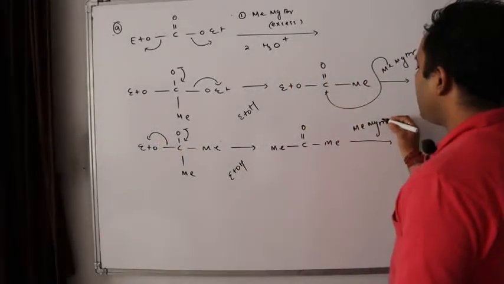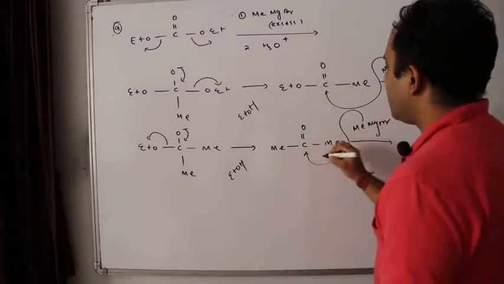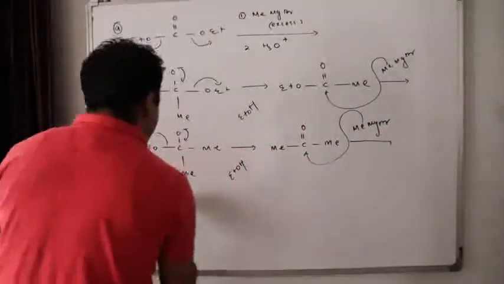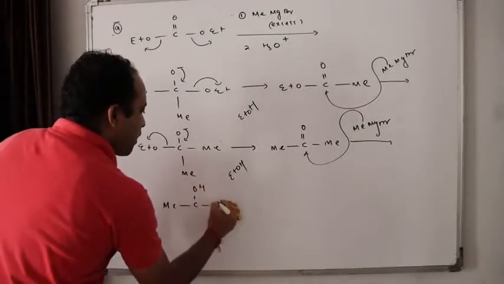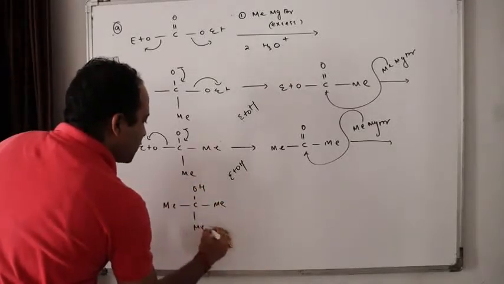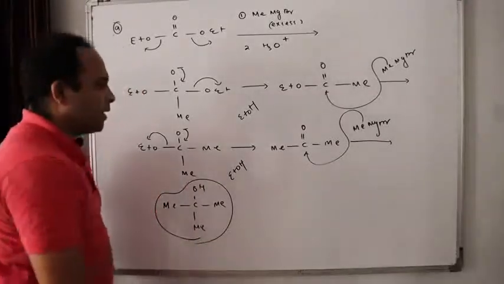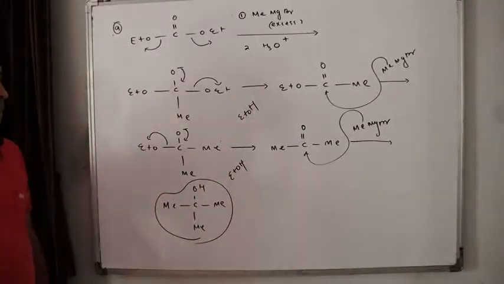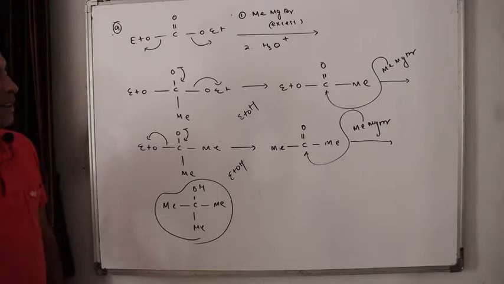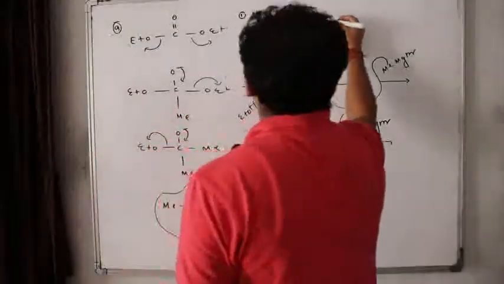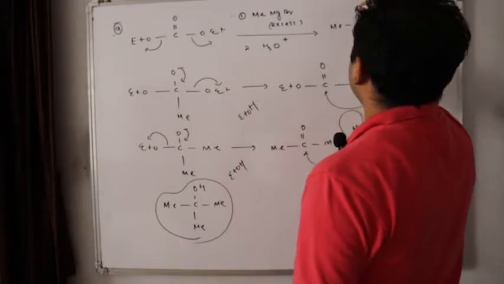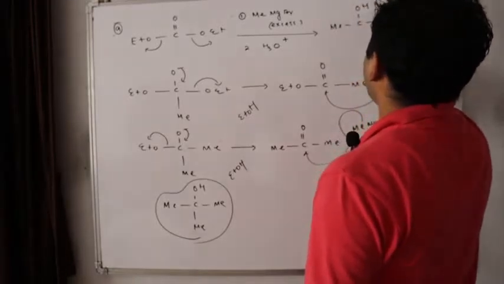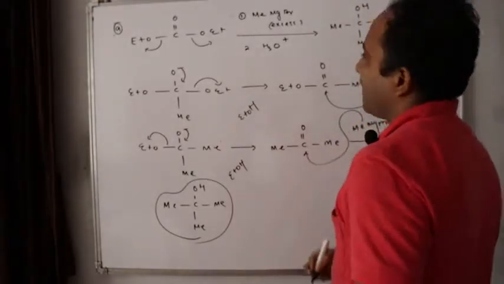Here again, MeMgBr. Again, this attacks, and with hydrolysis, what will happen here? Me-C(OH)-Me is what is formed. Yes or no? That means what I got here, I will get here: Me, C, OH, Me, isn't it?